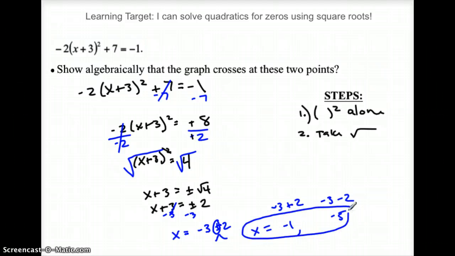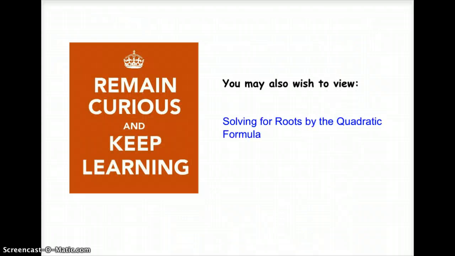Okay, so that's how we can show it algebraically. Sorry I had to rush through that one, but I'm watching the clock and I'm almost out of time. But I was able to squeeze it in, so that finishes it up for us.